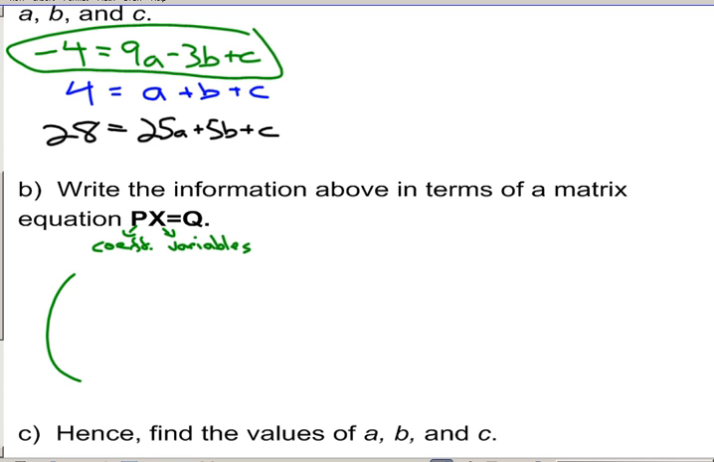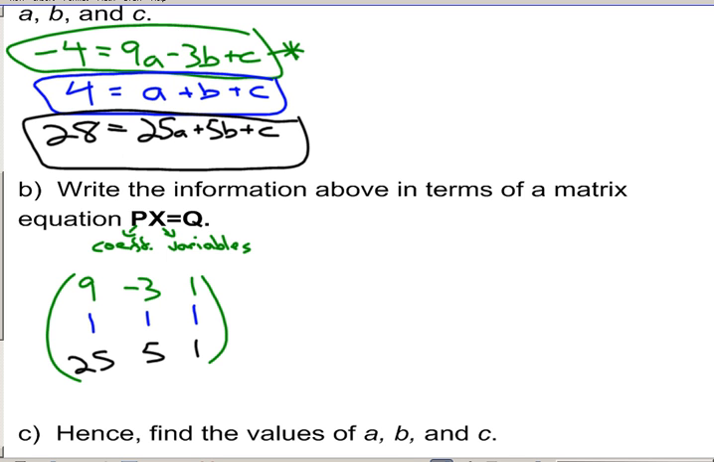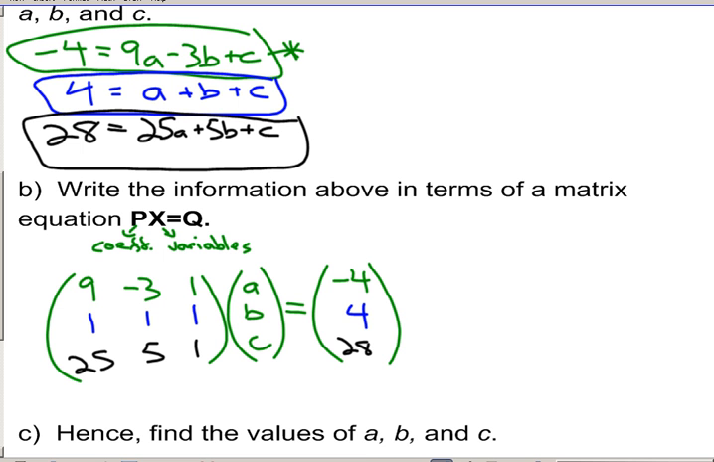So my coefficients in this first equation over here are 9, -3, and that's 1c, so a coefficient of 1. Go with my next row. I have coefficients of 1 for a, 1 for b, 1 for c. Last one, I have coefficients of 25, 5, and 1. My variables here are a, b, c. And the results were negative 4, 4, and 28. So I've got it expressed in terms of matrices.